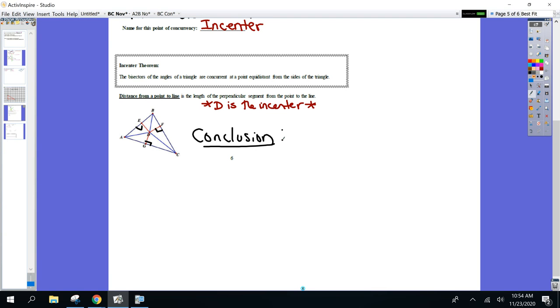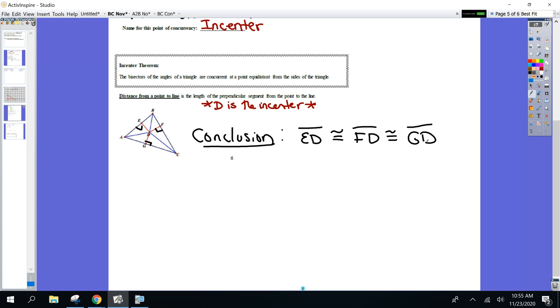So I'm sitting there and I say, oh, D's the incenter. Okay, that's equidistant from the sides. So name a line segment that goes from the incenter to the side of the triangle. Just name one of the three that are up there. ED. So I know that line segment, ED, is congruent to FD, which is also congruent to GD.